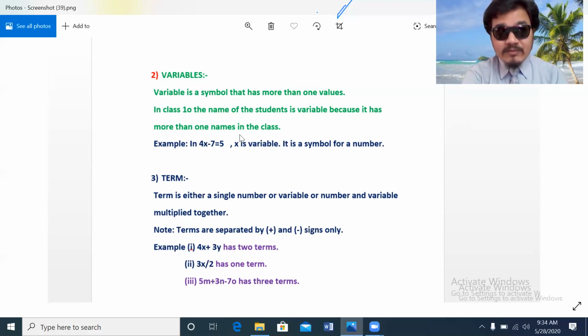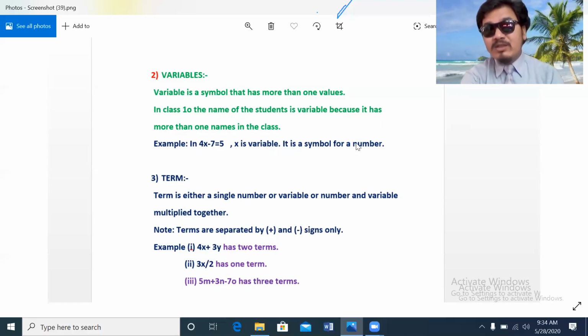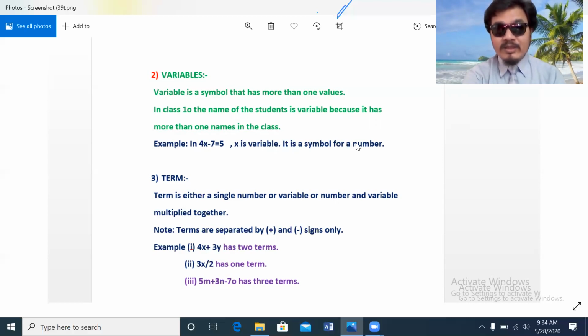Here is an example: in 4x minus 7 equals 5, x is a variable. It is a symbol for a number. Generally we use letters like x, y, z, and they all come under variables. Now let's move to the next point, that is term.